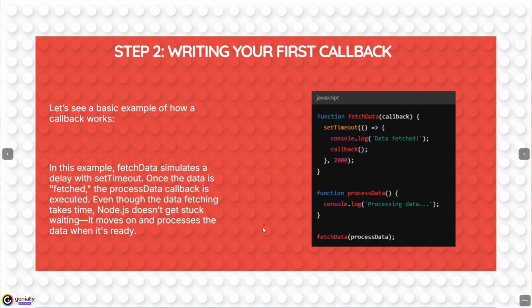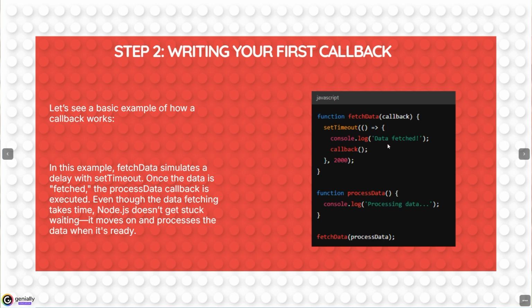So, let's see a basic example of how a callback works. In this example, fetchData here simulates a delay with setTimeout. Once the data is fetched, the processData callback here is executed. Even though the data fetching takes time, Node.js doesn't get stuck waiting. It moves on and processes the data when it's ready.